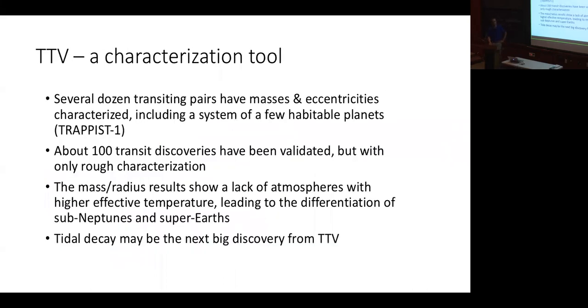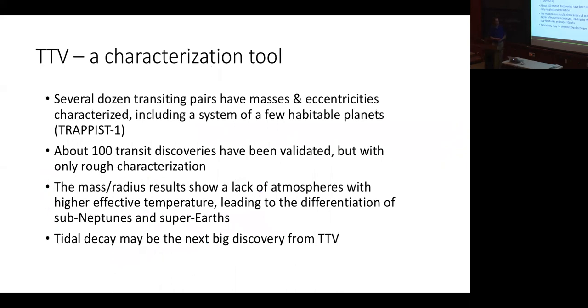So I've introduced transit timing variations as a characterization tool. We have several dozen transiting pairs with masses and orbital eccentricities characterized. We have one system with habitable planet or planets whose mass and radius we know now from this dynamical method. And there's about 100 transit discoveries that have been validated with only rough characterization associated with them.